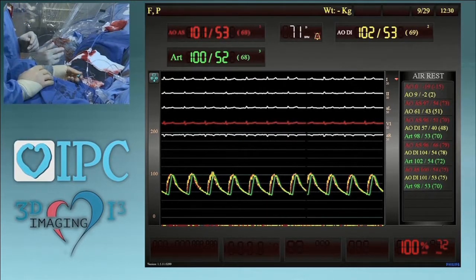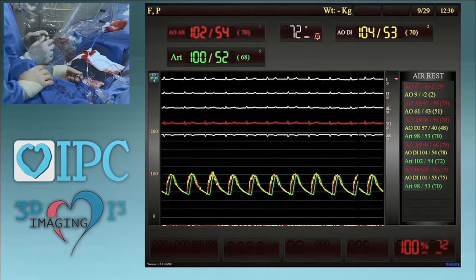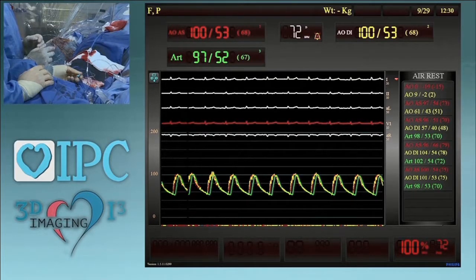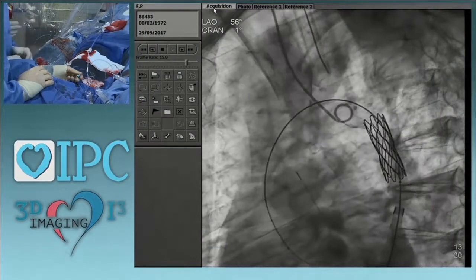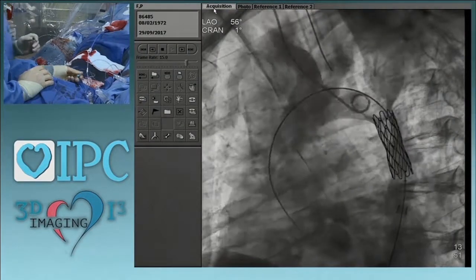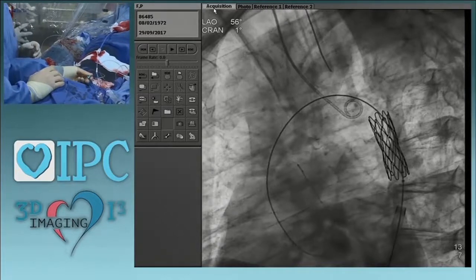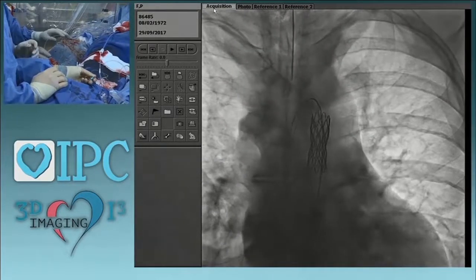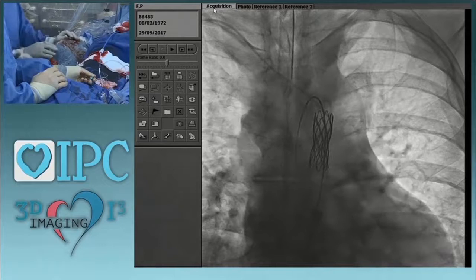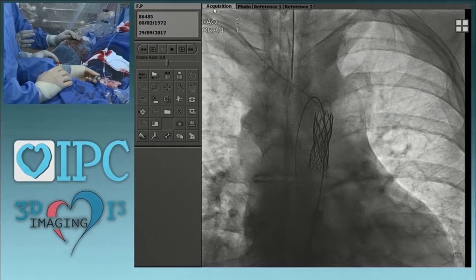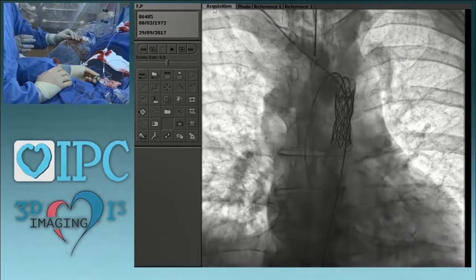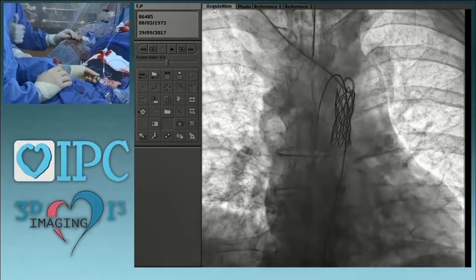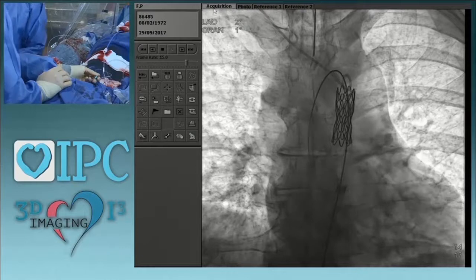AP, yes. Just to rule out any dissection or any problem, but it looks like a nice result. Oh, you don't start till 1. Okay, ready to inject? Go. Okay. Thank you. Well done, Mario.